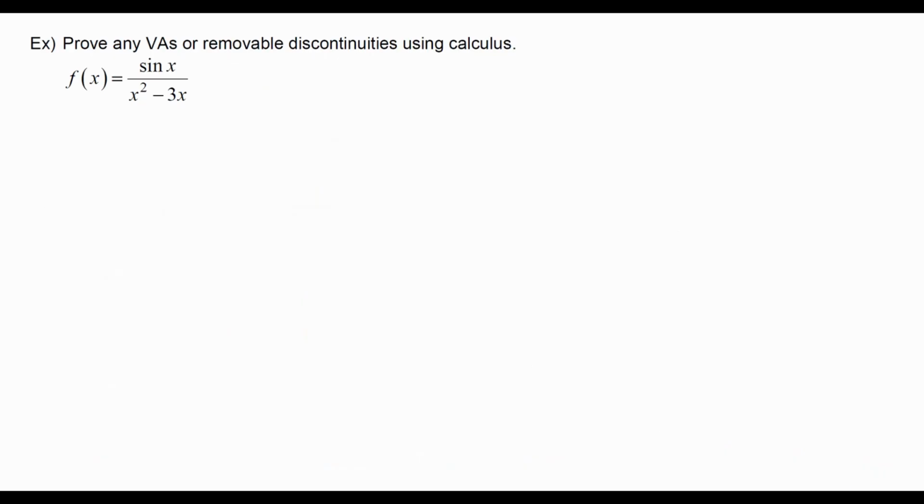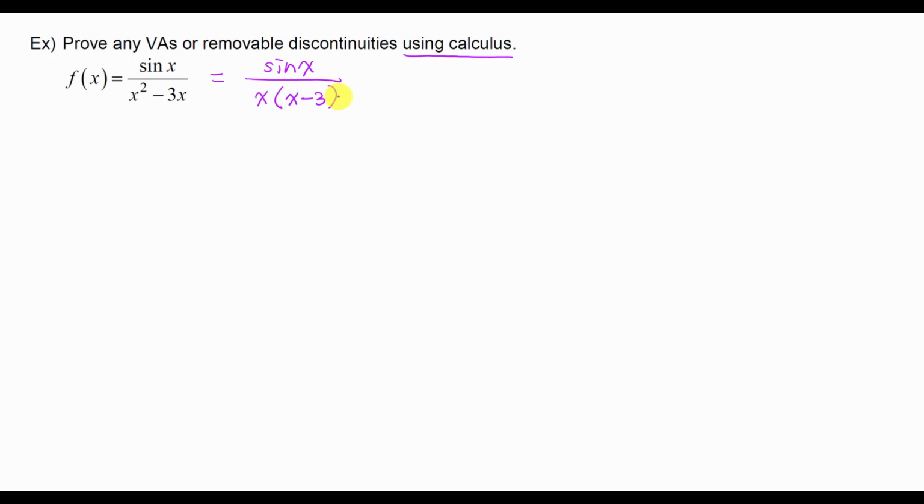Let's do one more question. Prove any VAs or removable discontinuities using calculus. Do you see? It says using calculus. F of x equal sine x over x squared minus 3x. We should start factoring first. So the numerator is fine. It's just a sine function. In the denominator, I can take out the x, x times x minus 3. So clearly, this function is not defined at 0 or 3.